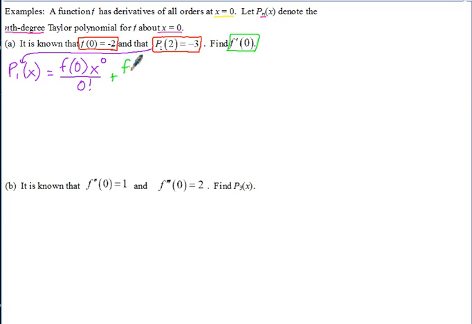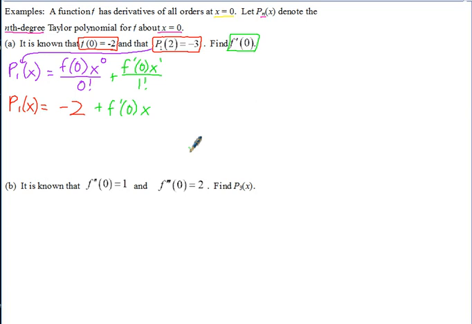Plus, then it's going to be the first derivative, f prime of 0, x to the first over 1 factorial. And because it's a first degree Taylor polynomial, we're going to stop right there with the second term because it already has a degree of 1. So now, let's see if we know anything we can substitute in here. So p sub 1 of x, well, we know f of 0 is negative 2 from right here. X to the 0 is 1, 0 factorial is 1, so that's just going to be negative 2. And we don't know f prime of 0, so that's what we're looking for. F prime of 0 divided by 1 is just f prime of 0 times x. So the first is just x.